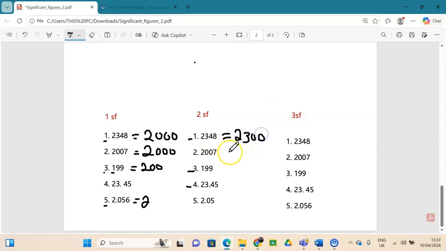If you come to 2,300, then here, the first digit here is 2, the second digit is 0. So every other thing, so we're just going to write this as 2000 to 2SF.